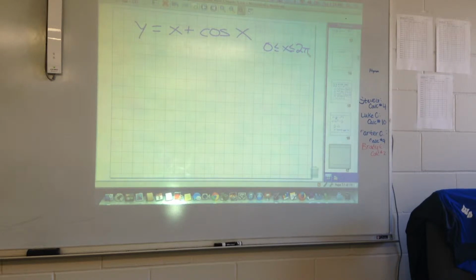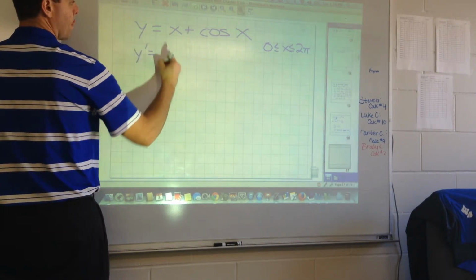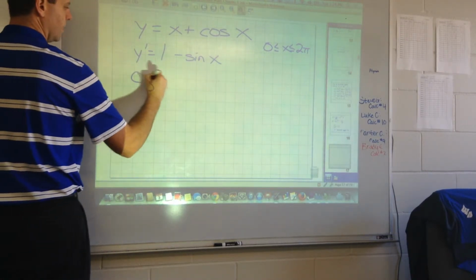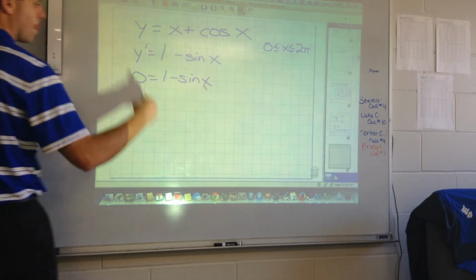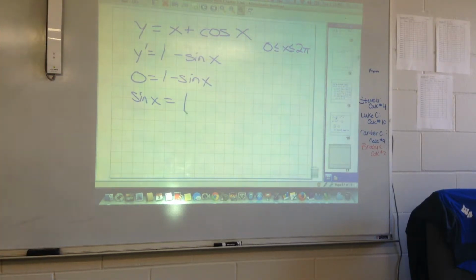Guys. y equals x plus cosine x, find the location of all of the horizontal tangent lines on the interval 0 to 2 pi. Y prime: 1 plus negative sine x, so 1 minus sine x. Set it equal to 0. Add sine x to both sides. There's only one of them: what value of x in our domain would have a sine value of 1? Pi over 2.